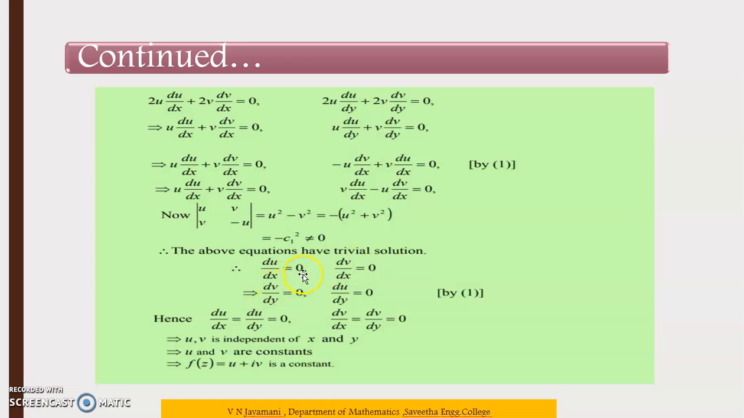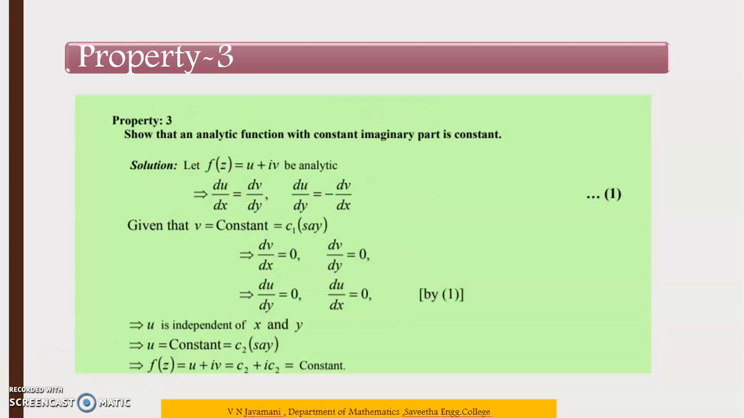So du by dx is equal to 0 and dv by dx is equal to 0. We know from the CR equation that Ux is equal to Vy, so dv by dy equal to 0. Then dv by dx is equal to minus dou u by dou y, which is also equal to 0. Then u and v are independent of x and y, which implies u and v are constant. Therefore f of z equal to u plus iv is also a constant. That is, we have proved that an analytic function with constant modulus is constant. Hence the proof.